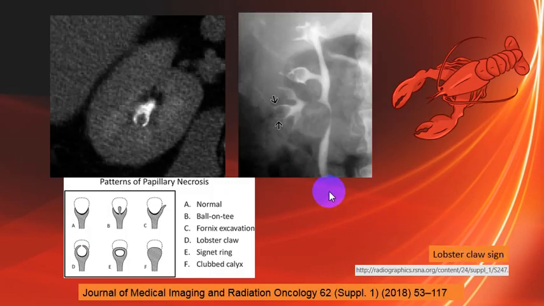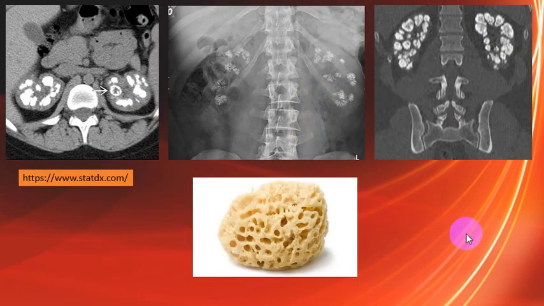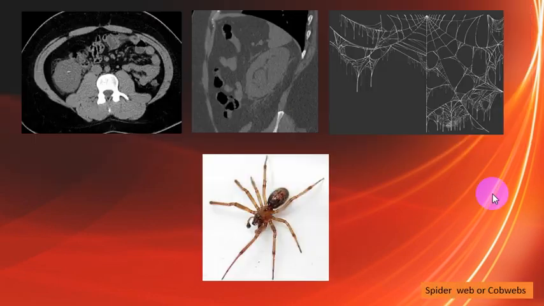Here a patient with papillary necrosis as we see here, giving the appearance of the lobster claw sign, and here also it's seen on the IVU, and here the signet ring sign. Here a patient with medullary sponge kidney on the CT scan and plain film, and we see multiple dense calcifications, and here we see the signet ring sign.